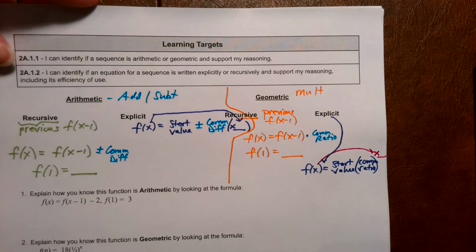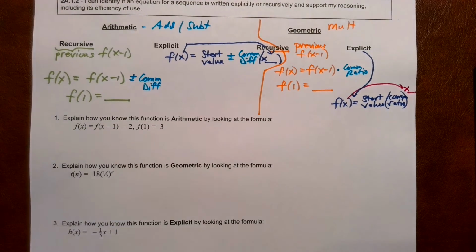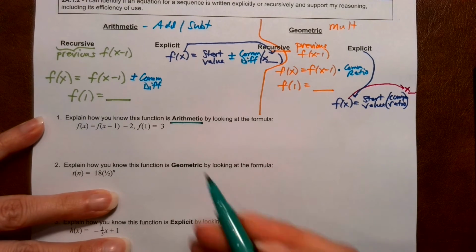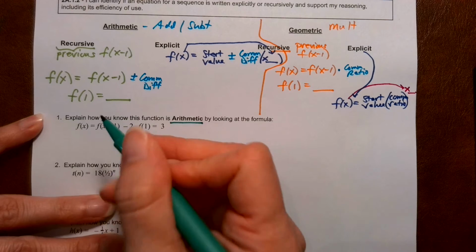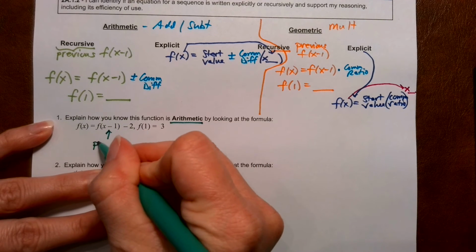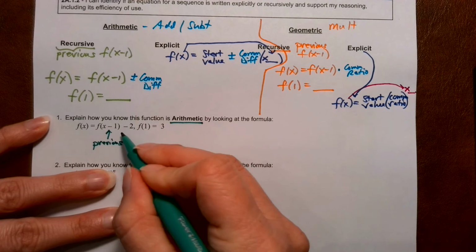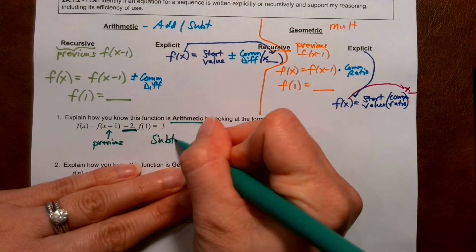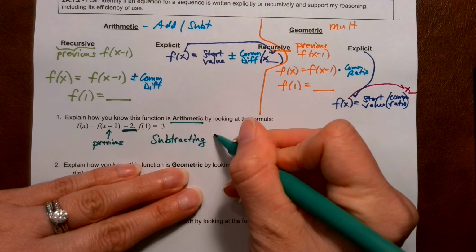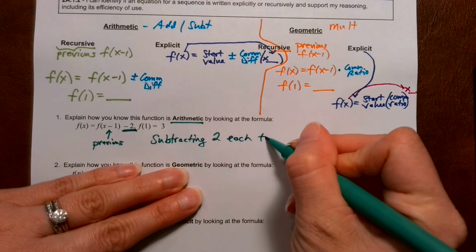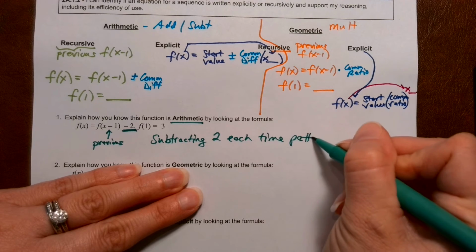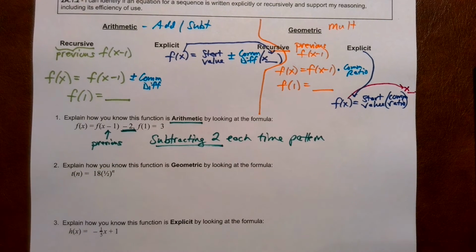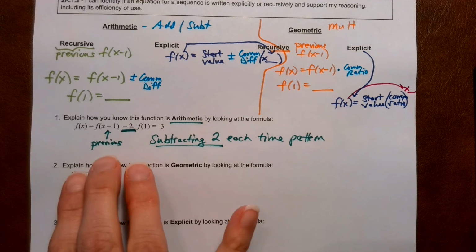and then what kind of sentence you'd want to say for explaining. How do you know this is arithmetic? Well, arithmetic means adding or subtracting. So I could see right here, this is the previous, and right here it says minus 2. So this is a subtracting 2 each time pattern. And since it's subtracting 2, that makes it arithmetic. This one's also recursive.